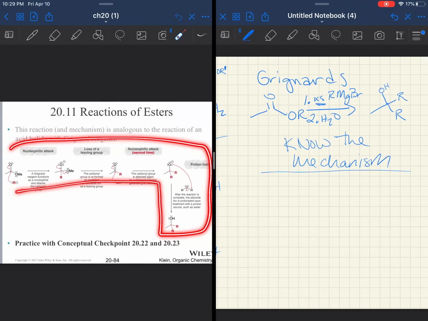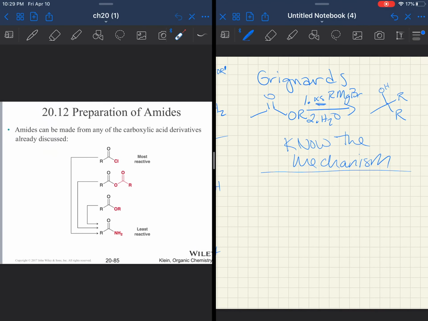Now, the mechanism. I am going to ask you a Grignard mechanism. It's just too important and comes up too many times to ignore it.